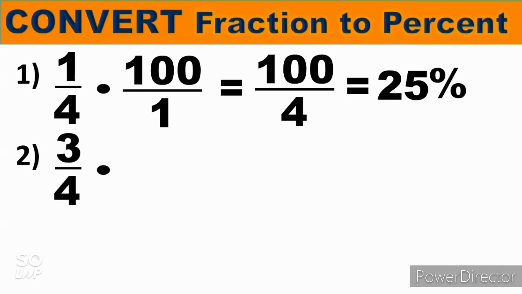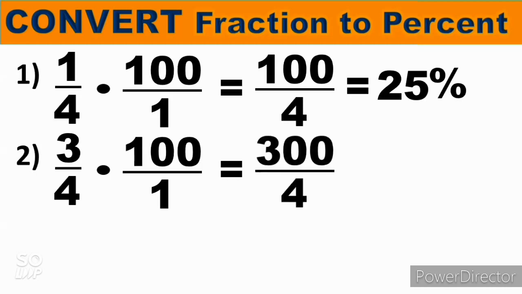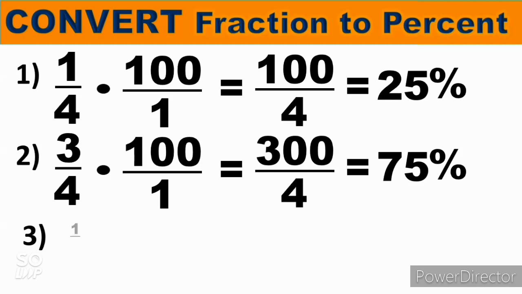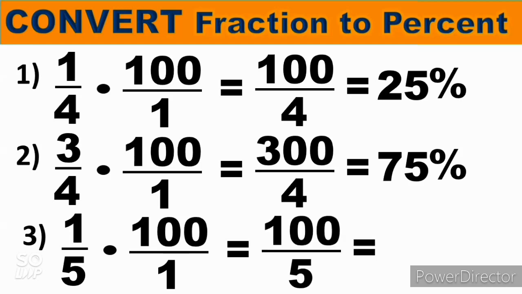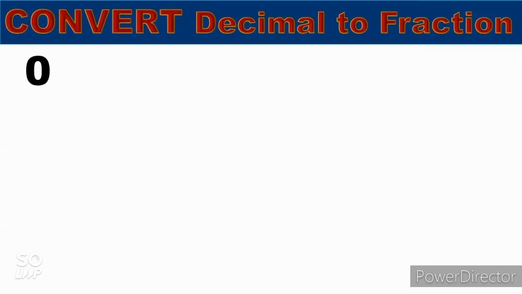Next, number 2, 3/4 times 100 over 1. So 3 times 100 is 300. 4 times 1 is 4. And then 300 divided by 4, the answer is 75%. Next, number 3, 1/5 times 100 over 1. Then it is equal to 1 times 100 is 100. 5 times 1 is 5. Then 100 divided by 5, the answer is 20%. Okay, so that is how to convert fraction to percent.